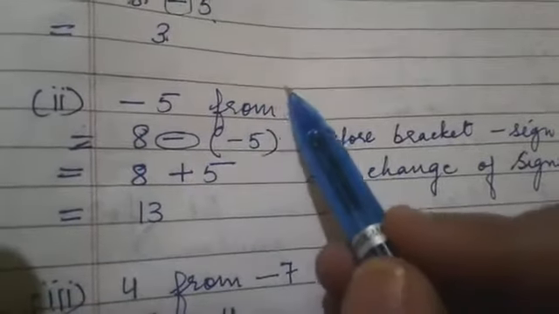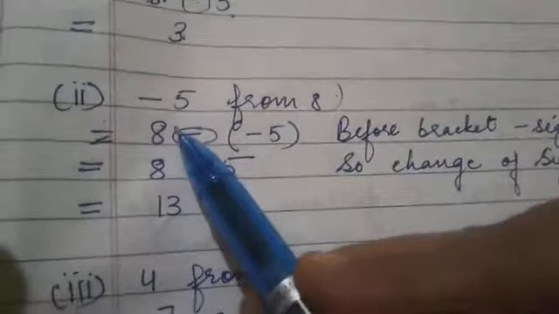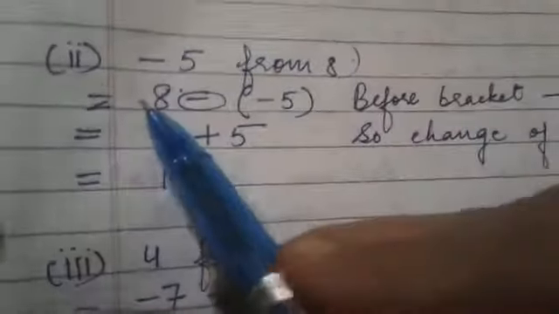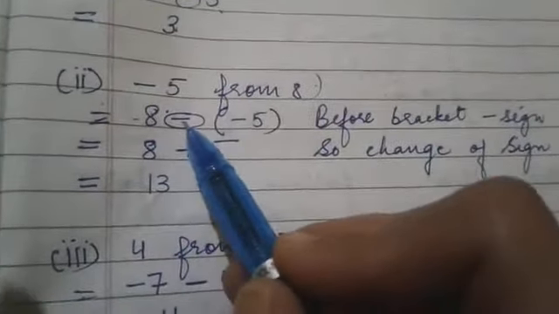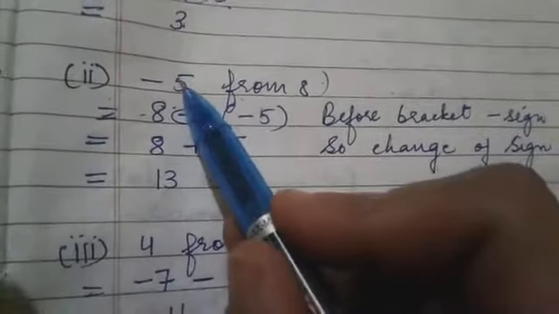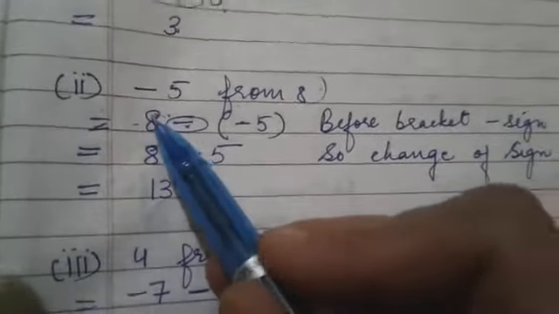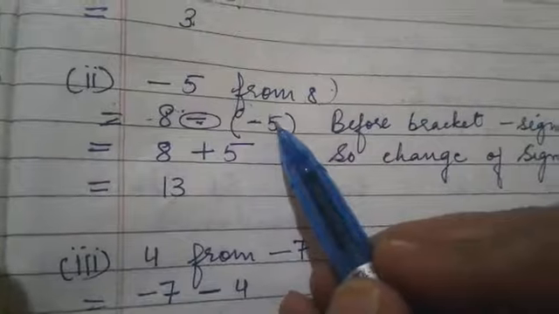Question number second is minus 5 from 8. So I told you from whatever is written that should come first. So 8 minus, why minus? We are subtracting, and why this minus 5? Because question is that. So from 8 subtract minus 5.